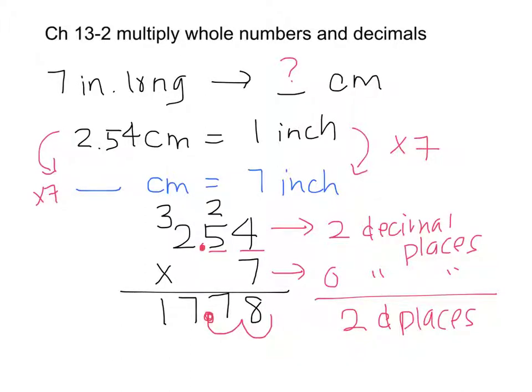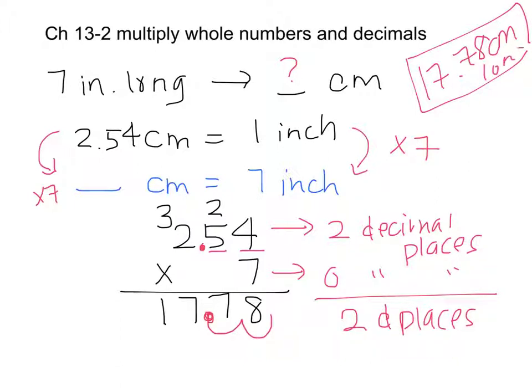So now that I put the decimal place in, my answer is 17.78 centimeters. So the bracelet that she wanted made is 17.78 centimeters long. Okay? That's how long the bracelet is. Make sure you have the correct label.